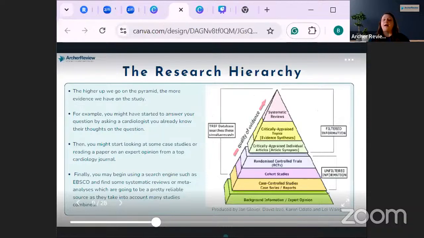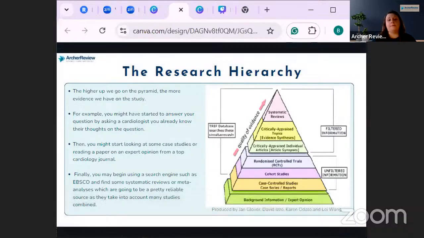Okay, now I love this research hierarchy. I could talk about this probably for the entire hour. I'm not going to, but what I do want to do is pull out a few specific things for you all in this pyramid.